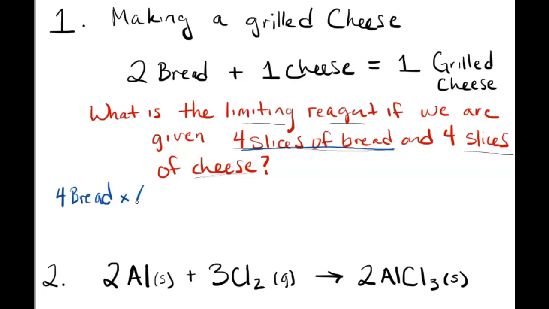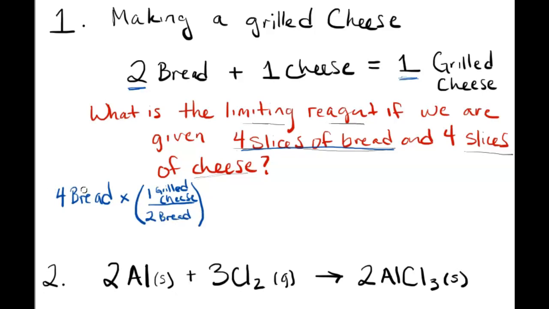times our conversion factor. So how many bread do we need to make 1 grilled cheese? Right? 1 grilled cheese. I have to write this super small. 1 grilled cheese. How many bread to make 1 grilled cheese? Well, the answer is 2, right? We need 2 slices of bread to make 1 grilled cheese.